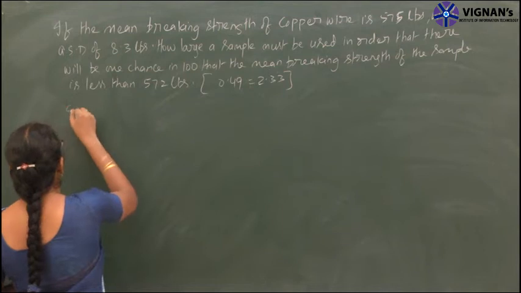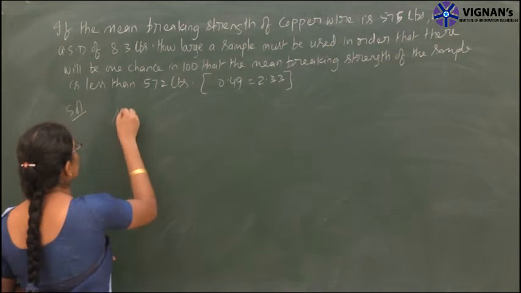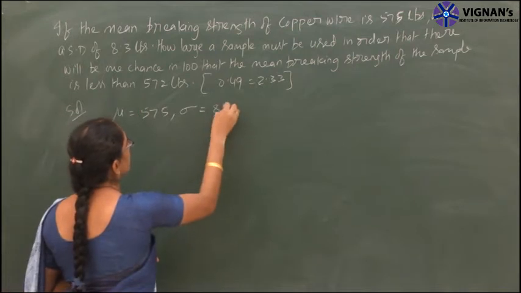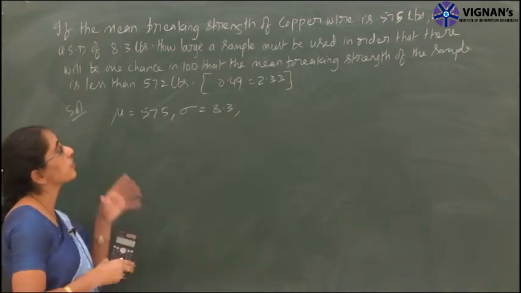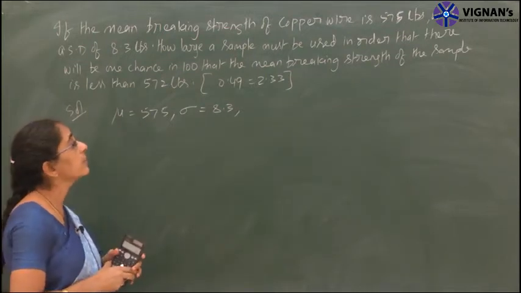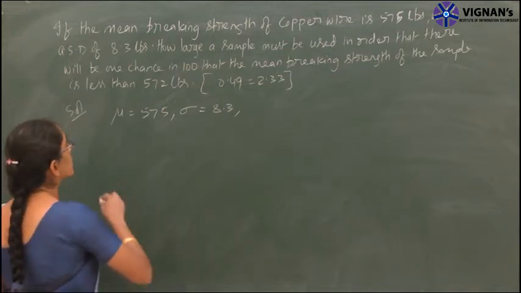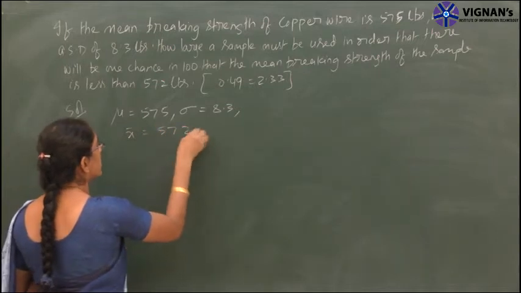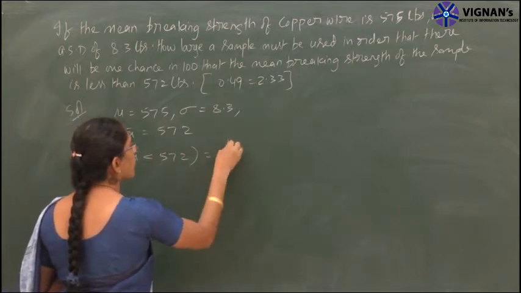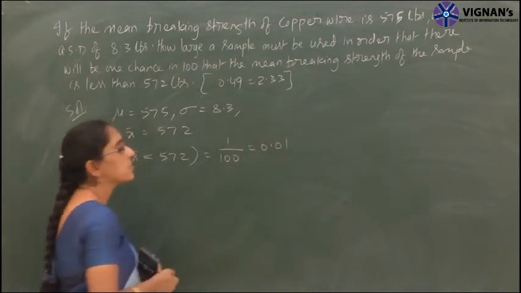So if you write the given data, the mean breaking strength of copper wire is 575. That means mu equal to 575 with a standard deviation of 8.3. Right? The sample size we have to estimate, how large the sample must be used so that there will be one chance in 100 that the sample mean breaking strength is less than 572. That means x bar is 572 and probability of x bar less than 572 is given as one chance in 100, means 1 by 100, which is equal to 0.01 here.